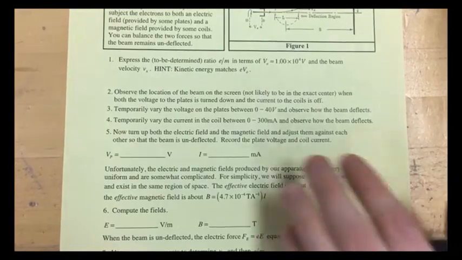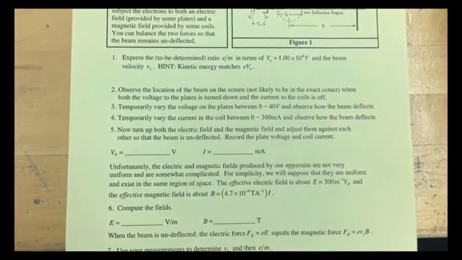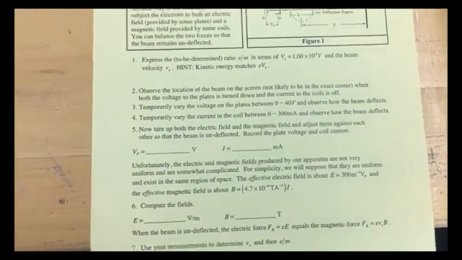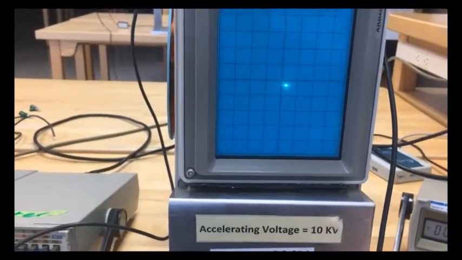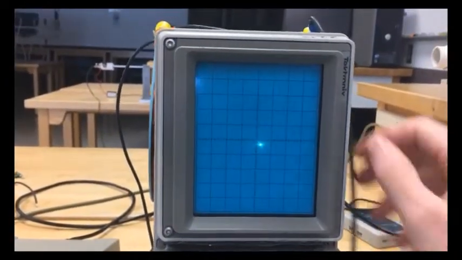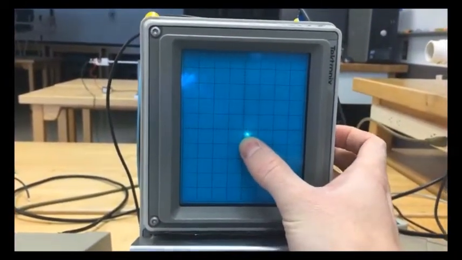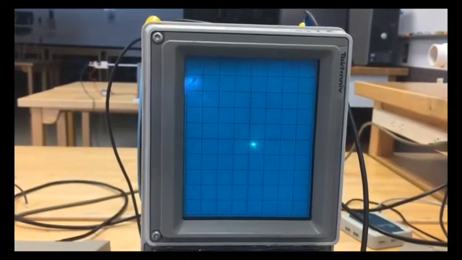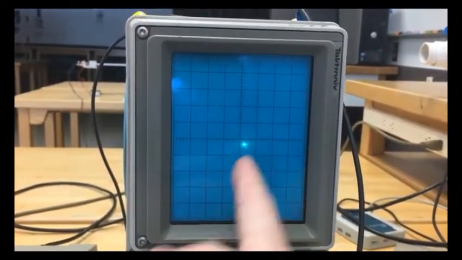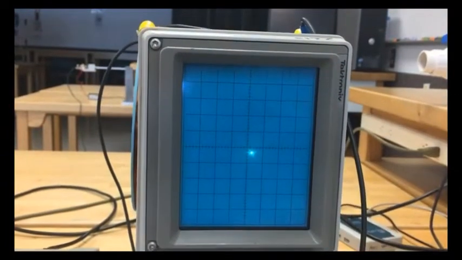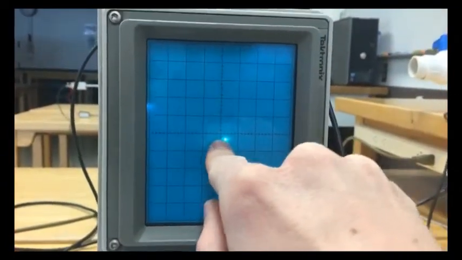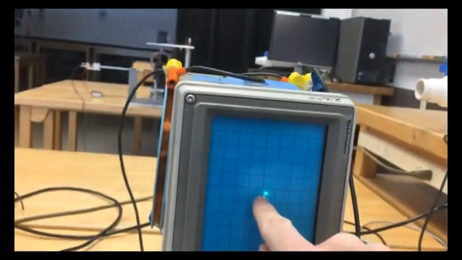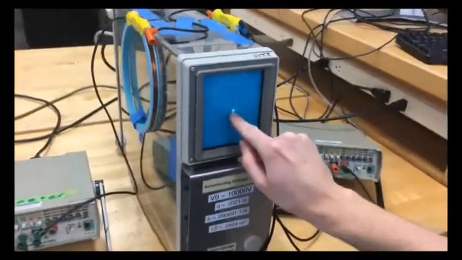Just use some simple algebra to find e over m, and then we can continue on. The first thing we want to do is observe the location when everything is off. I've turned the current off, so there's no magnetic field, and I've set the deflecting voltage to 0. We don't care where the beam is left and right, because we're only going to be deflecting it up and down, but we're at negative about 1.5 on the y-axis. We'll see these little slots; we're halfway between the -1 and the -2.